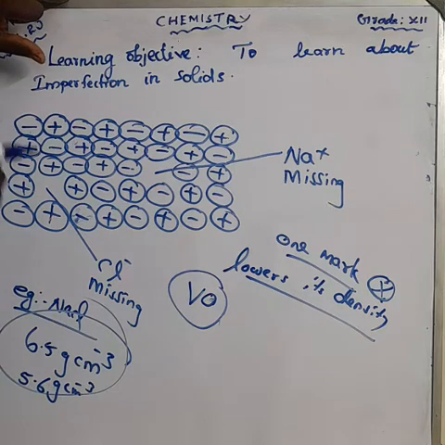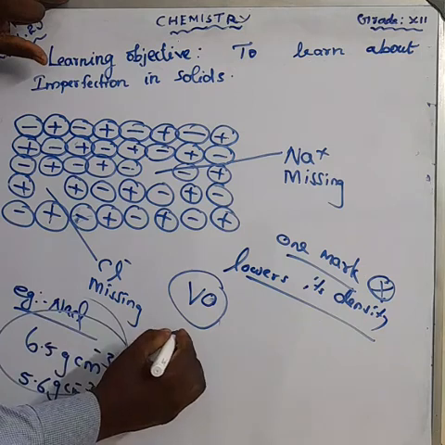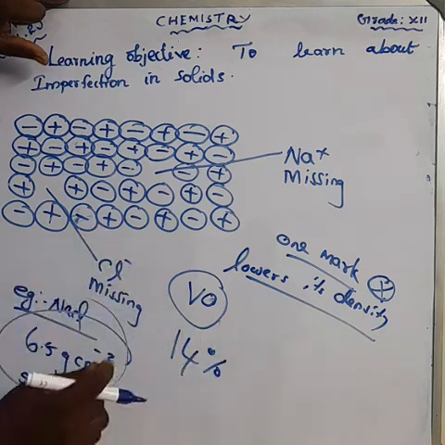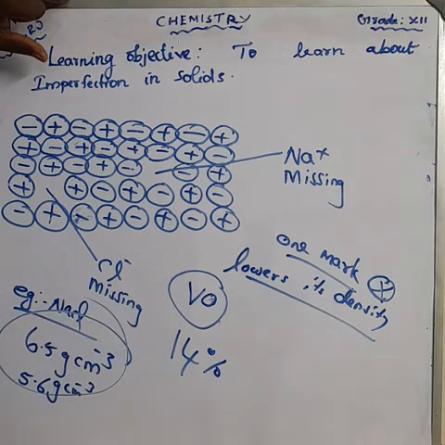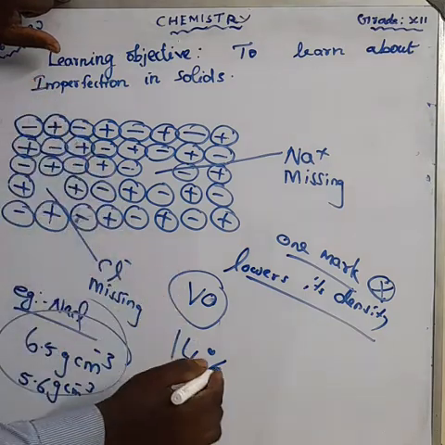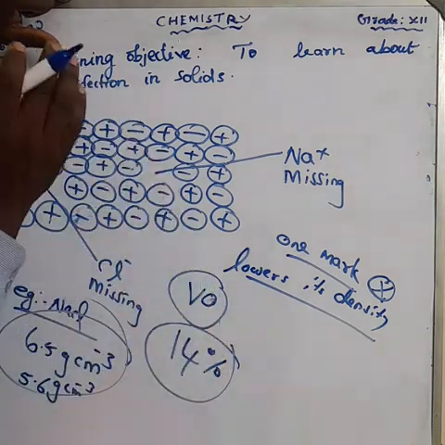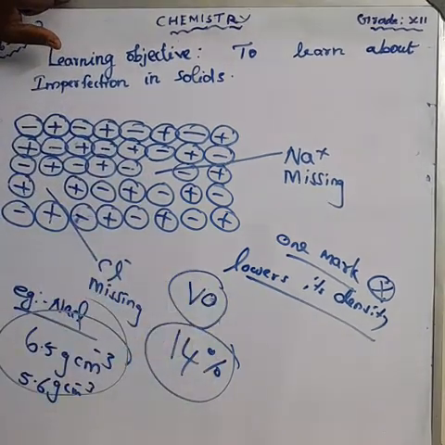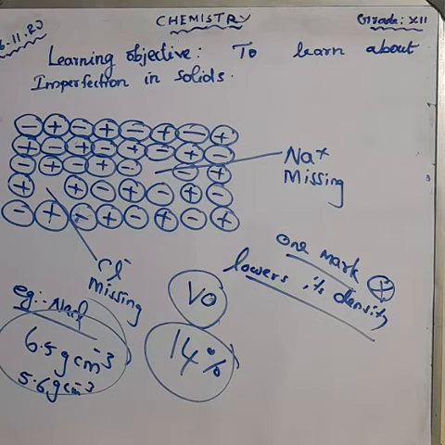It indicates that there is approximately 14% Schottky defect in the vanadium monoxide crystal. Approximately how much percentage? Approximately 14% Schottky defect, in which crystal? Vanadium monoxide. It's a very important question about Schottky defect for the 3 mark, and some days maybe a 5 mark question.